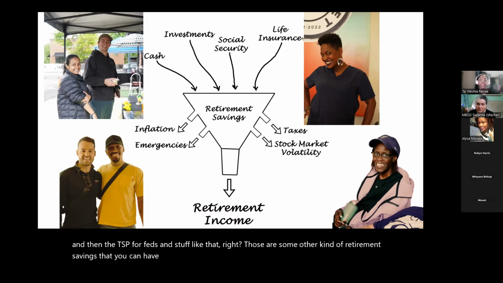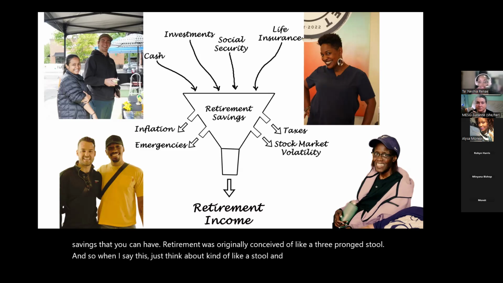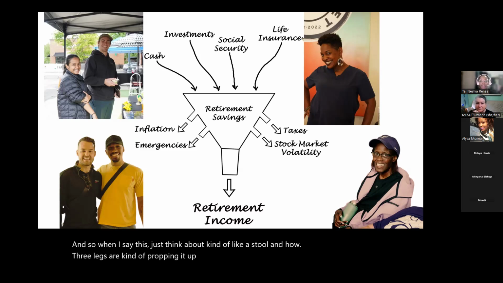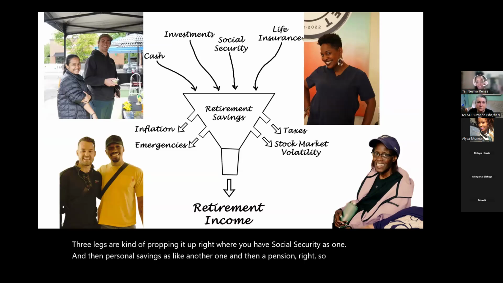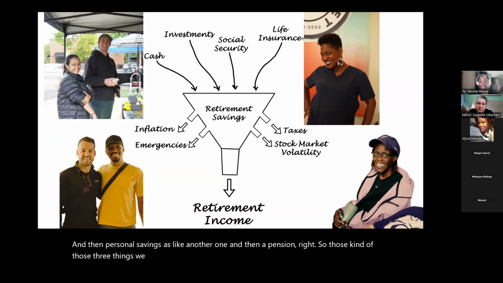Retirement was originally conceived of like a three-pronged stool. So when I say this, just think about a stool and how three legs are propping it up. You have Social Security as one, then personal savings as another, and then a pension. So there are those three things we just previously named. And for most people, the pension is not really an option anymore. Does anybody still have a pension?